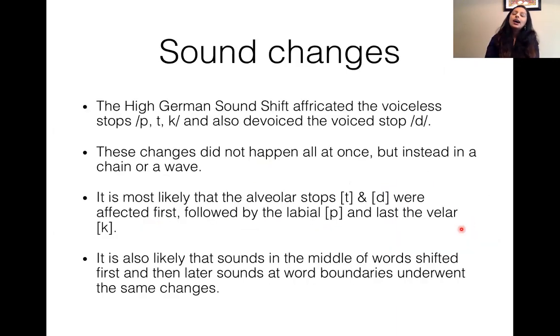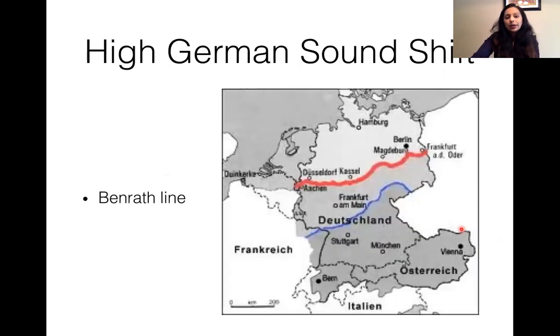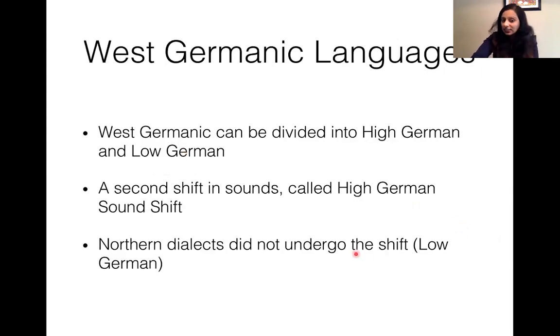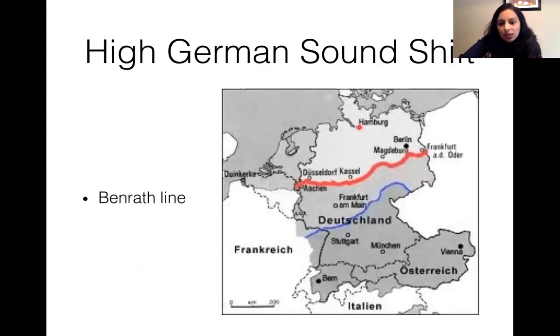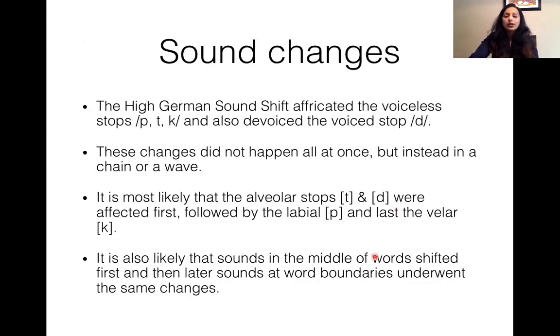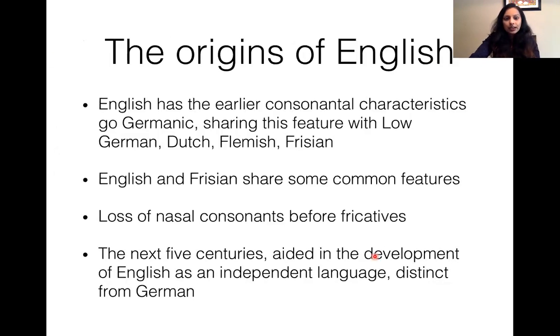So this is the High German sound shift, which kind of happened as a second sound shift, and only the northern dialects did not undergo the shift. So the northern dialects are the Low German. So this is Low German right here and High German spoken right here. So High German is what these sound changes reflect.